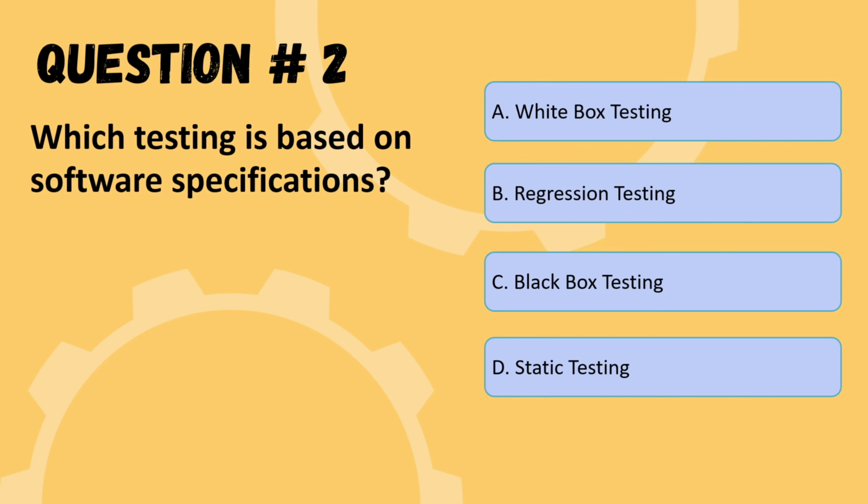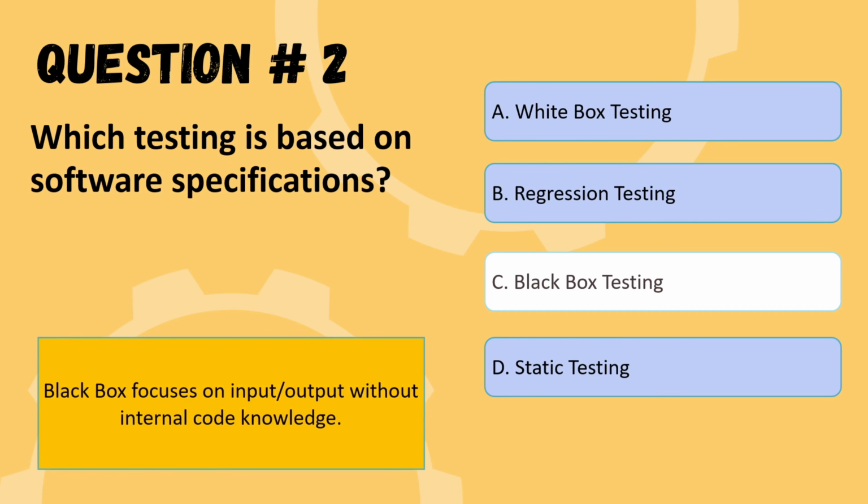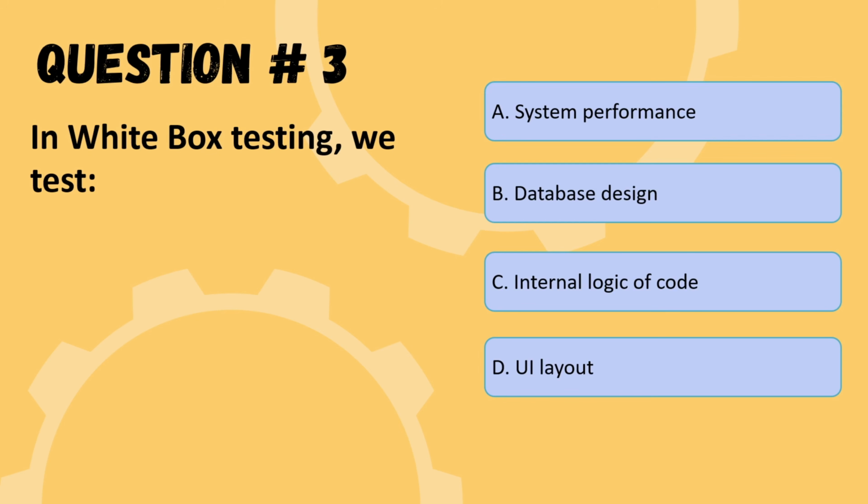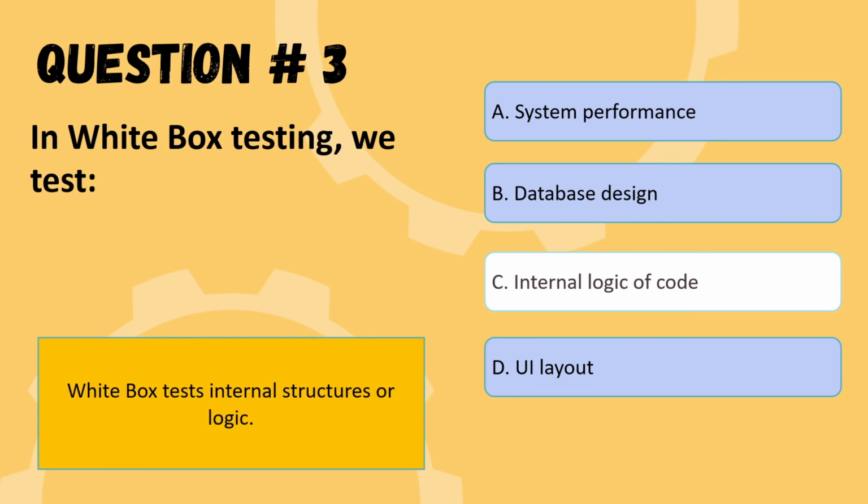And our next question is, which testing is based on software specifications? Options are white box testing, regression testing, black box testing, or static testing. So the correct option is black box testing. So we are moving to the next question. Next question is, in white box testing, we test system performance, database design, internal logic of code, or UI layout. So the correct option is, in white box testing, we test internal logic of code. So we are moving to the next question.